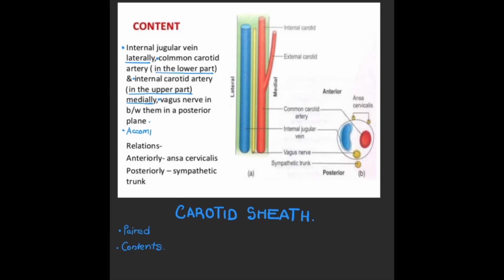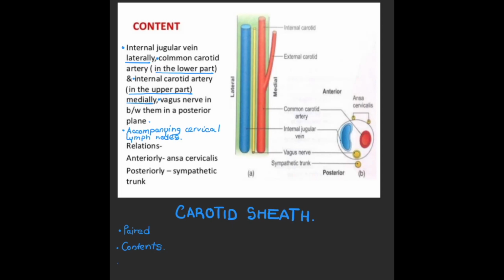So as I'm writing that, let me quickly tell you that the common carotid artery at the level of C4 bifurcates into internal and external carotid artery. External carotid artery is not within the sheath, because it pierces through it and gives off its branches. However, internal carotid artery continues to ascend within the carotid sheath. That is why you can see two carotids, the common and the internal.